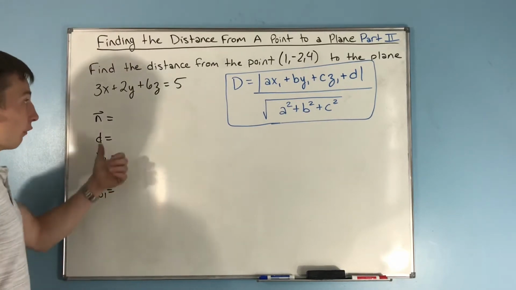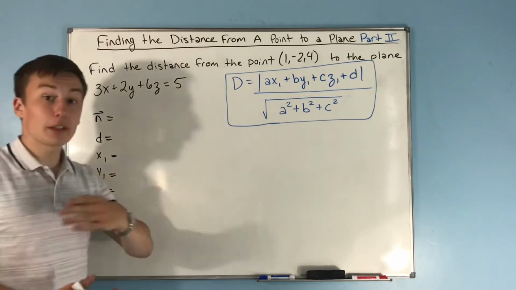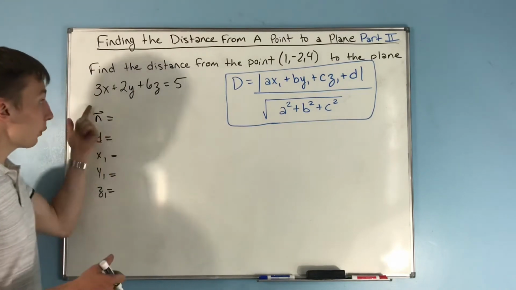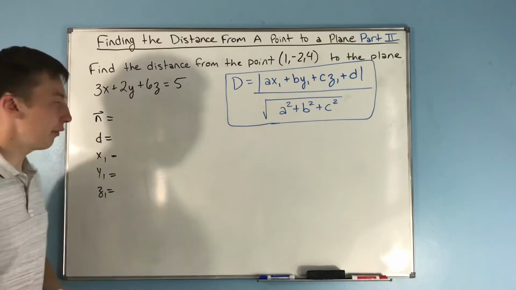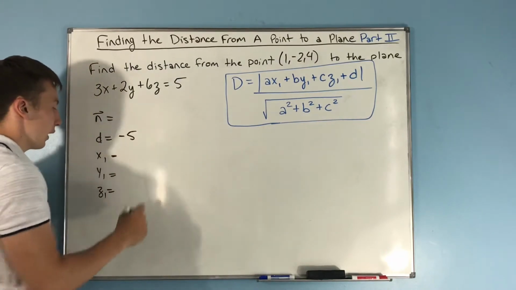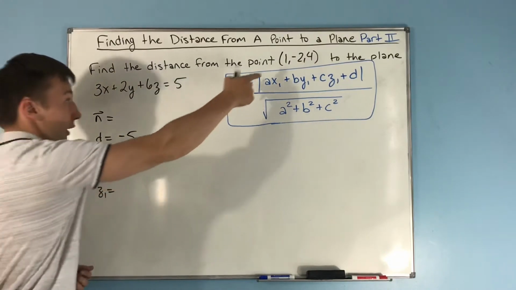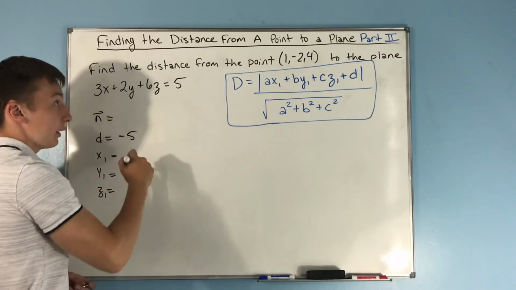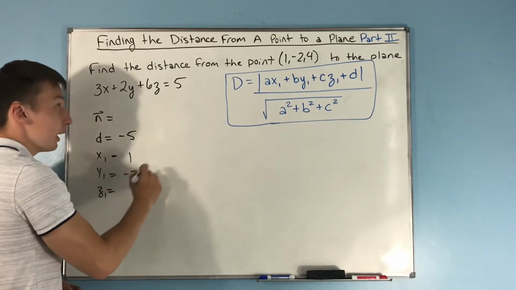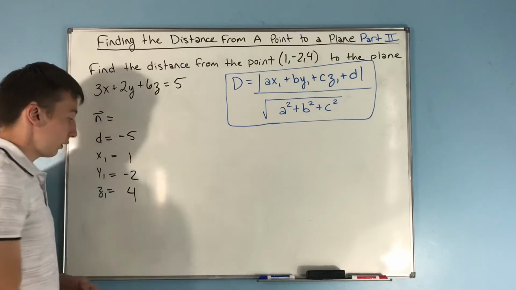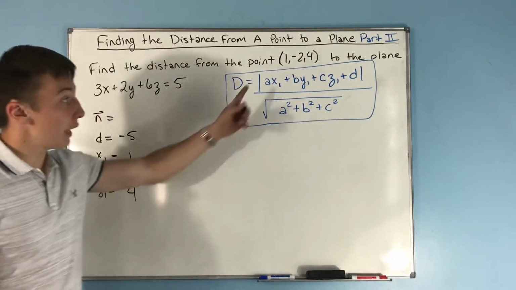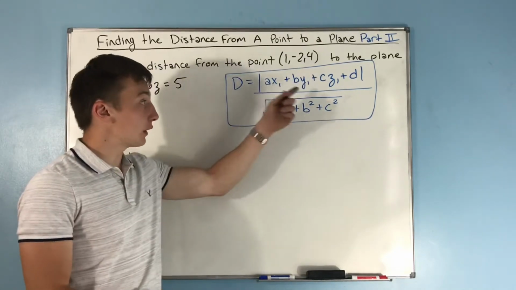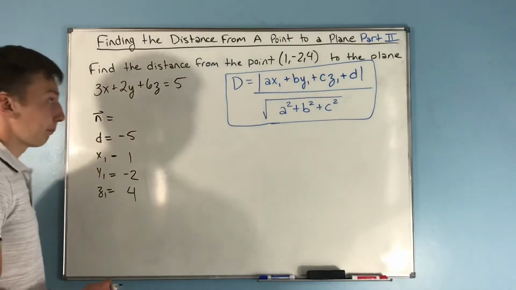Starting off with d, we're talking about the linear equation of a plane here, and that's what we were given. If we subtract 5 on both sides, we get our d, which is -5. Our x1 is going to be 1, y1 is going to be -2, and z1 is going to be 4. That's just the point given to us in the problem. And lastly, we need to find a, b, and c. They're used not once but twice in the problem.